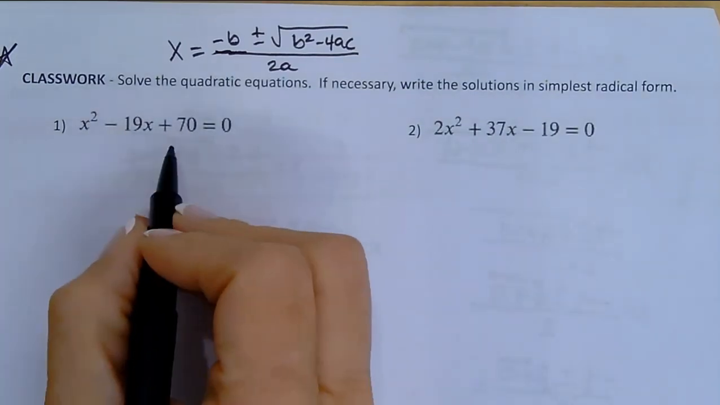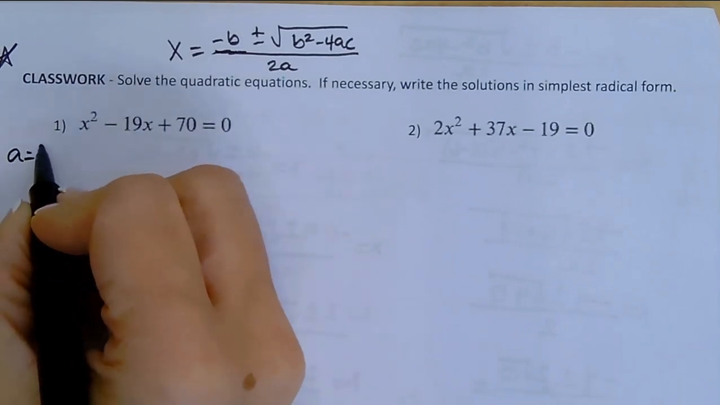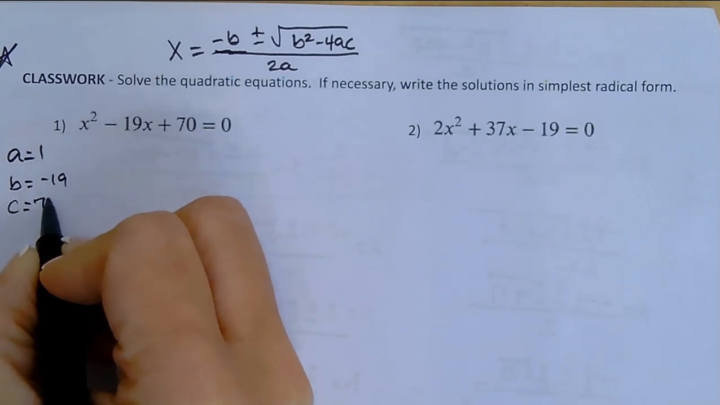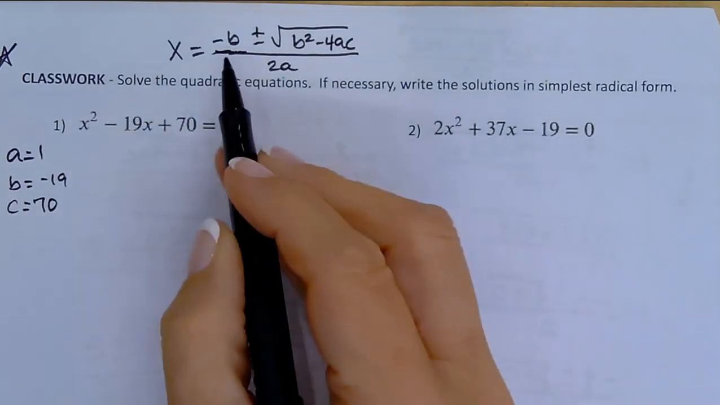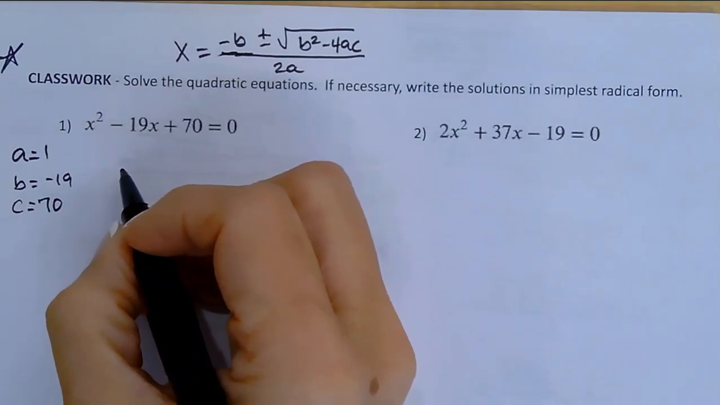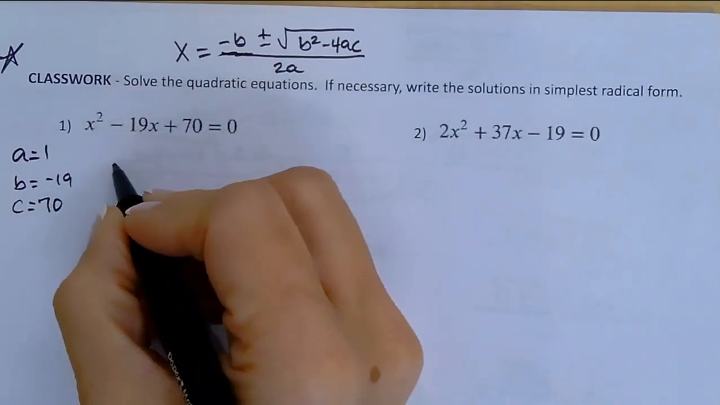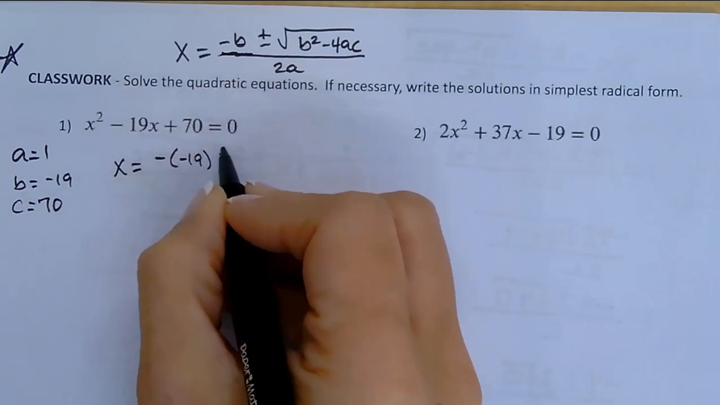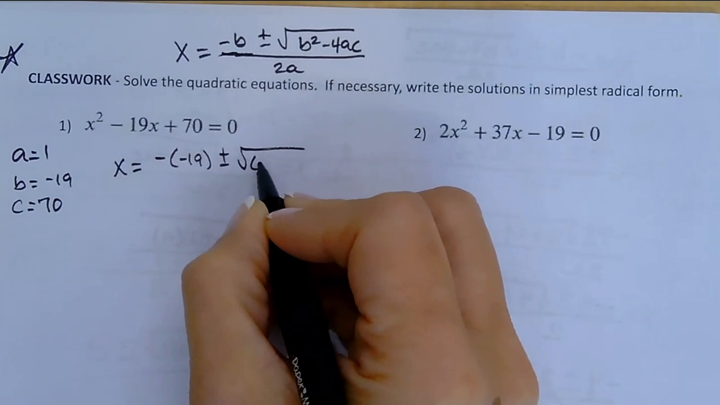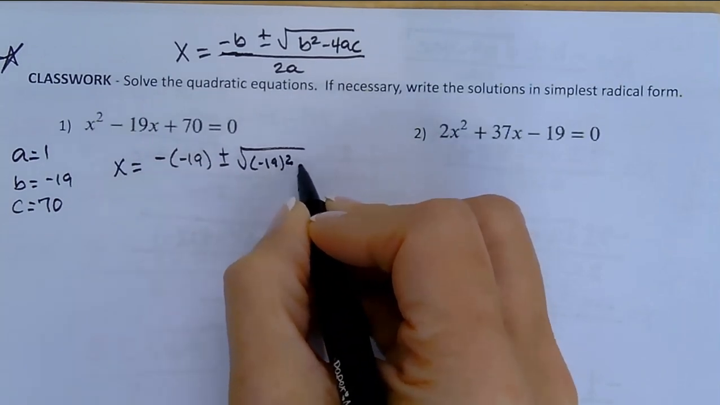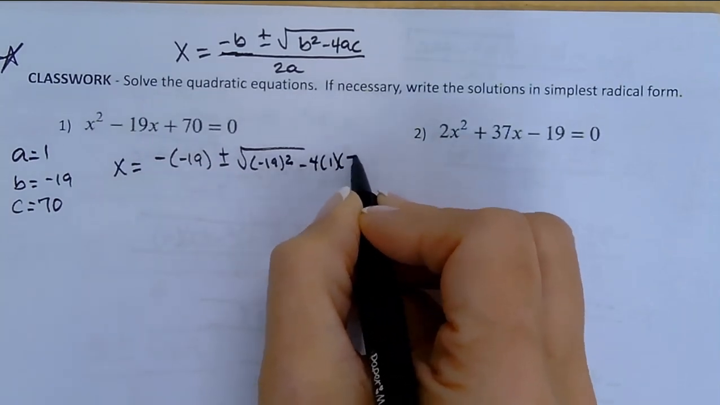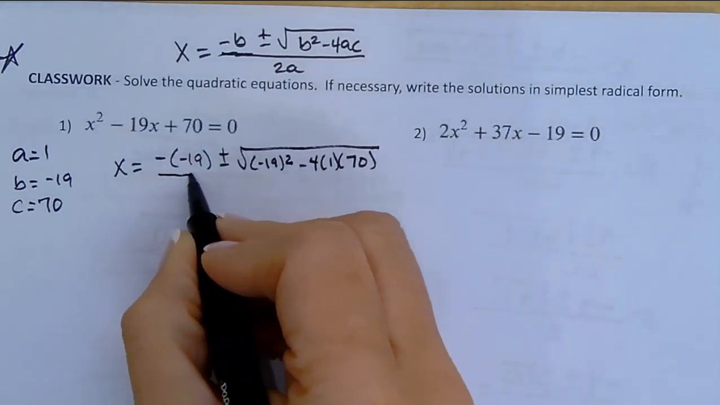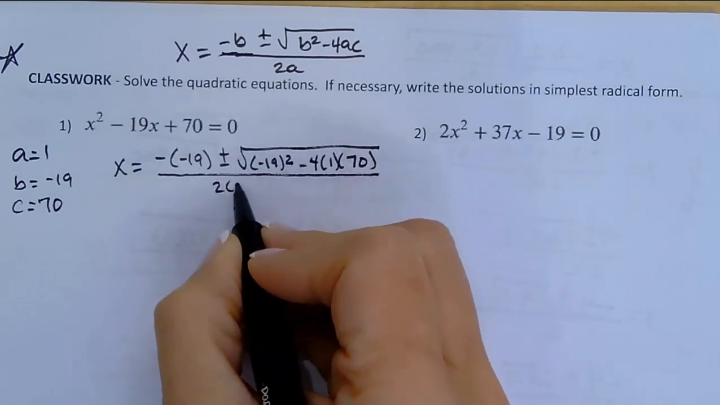All right, so every single time I look at one of these problems, I'm going to write down what is my A, what is my B, what is my C, and then I'm just going to plug that information into this formula. So I'm finding the value for x that's going to make this true. So I'm going to say x equals negative b, so it's the negative of negative 19, plus or minus the square root of negative 19 squared, minus 4 times a times c, all over 2a, all over 2 times a.